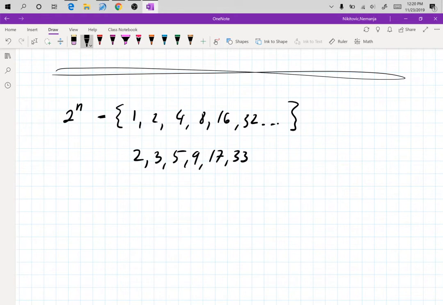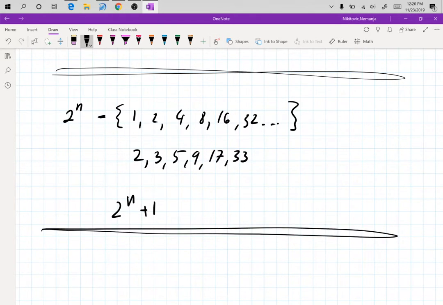Well, that means that it's 2 to the n plus 1, right? Because it's this, and then each one of these is added 1. So those are a little bit harder to spot. It's a little bit harder, which is something you had in the numerator up there.